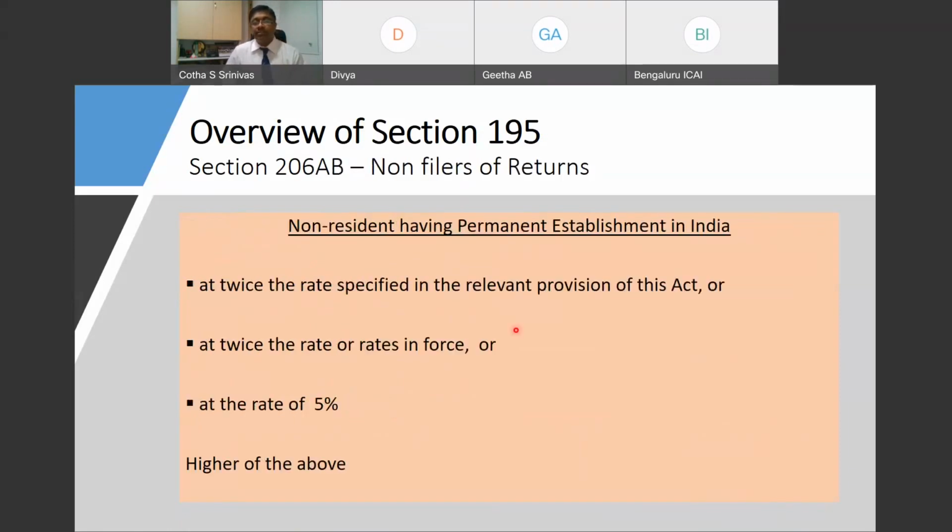Then 206AB, the new section, concerns non-residents having a permanent establishment in India. Those non-residents who have got a permanent establishment in India, for them only this 206AB will be applicable. Otherwise, they will not be considered as specified persons. And if they are specified persons for not filing the return of income, it will be at twice the rate of rates in force or at the rate of 5%, whichever is higher.